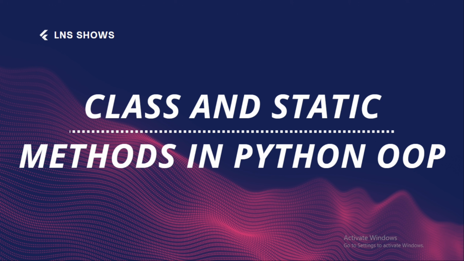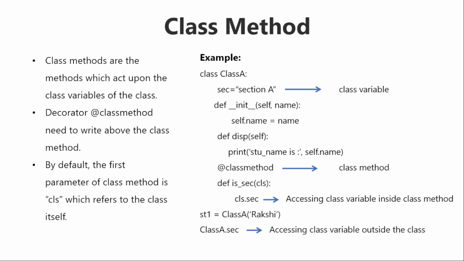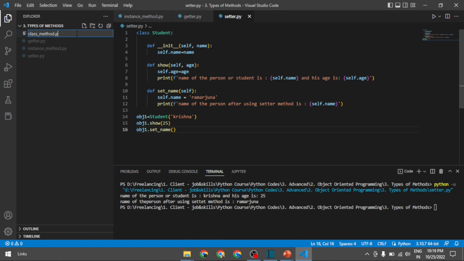In today's session, we will be discussing class and static methods in Python object-oriented programming. So class methods are the methods which act upon the class variables of the class. The decorator classmethod needs to be right above the class method. By default, the first parameter of a class method is cls, which refers to the class itself. So here, you can access the class variable inside the class method, and you can call it using the class variable. So let me execute this function, classmethod.pivot.